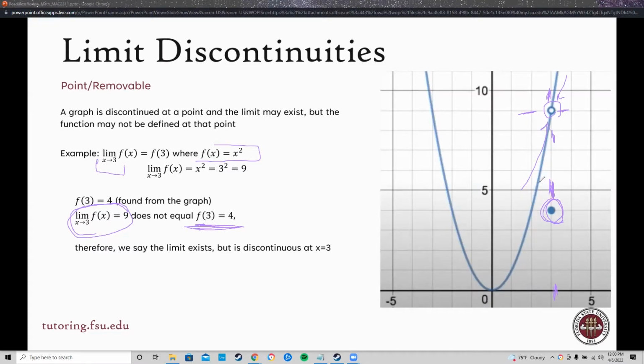So little things like that are important to keep in mind when you're asked to evaluate limits, whether it's continuous, discontinuous, or which have you. So we say that the limit exists, but since there is a hole here with a specified point, we have a discontinuity.